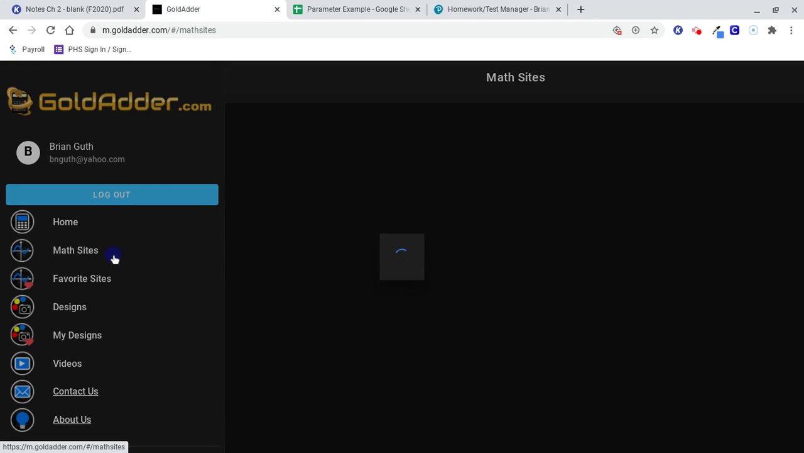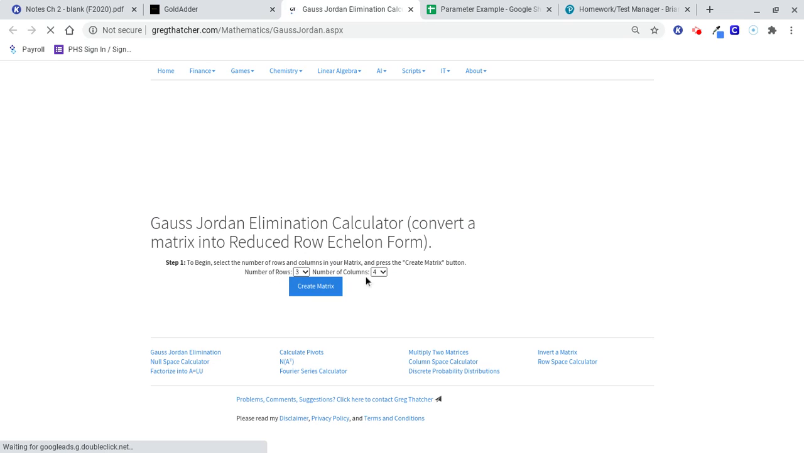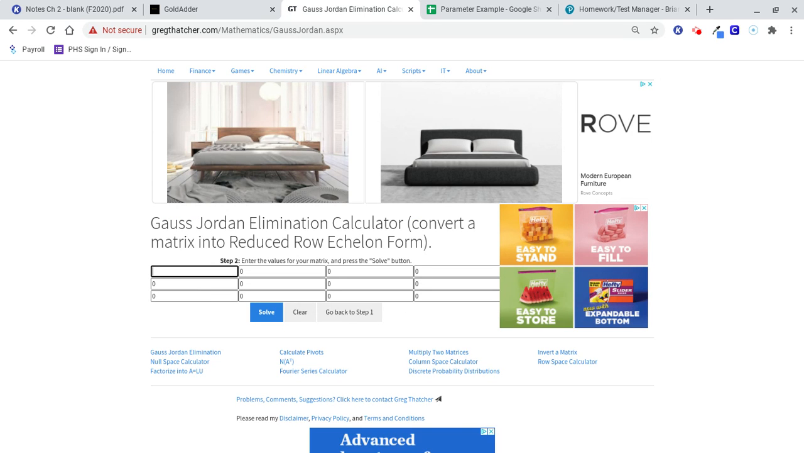So go to Math Sites and find the one that says Gauss Jordan Elimination. We want a 3x4. And we're going to enter in all those coefficients. So I clear out the numbers. And we've got 1s and a 23, 12, 16, 20, 376, 100, 125, 140, 2,845. Solve.